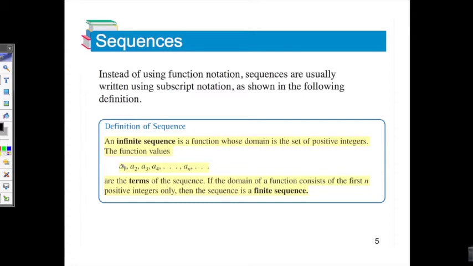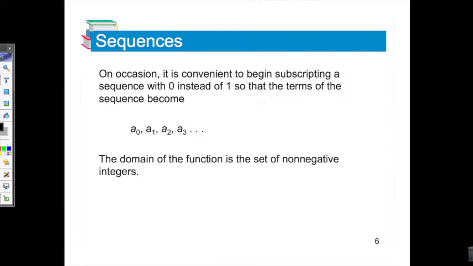So something like a sub 1 would be the first term of a sequence. A sub 2 would indicate the second term of the sequence. A sub 3 would indicate the third term. A sub 4 the fourth term, and so on, all the way to a sub n, which would indicate the nth term, or in general, we would consider to be the last one. So this particular sequence will consist of n integers, and is considered to be a finite sequence because it does end at some particular place.